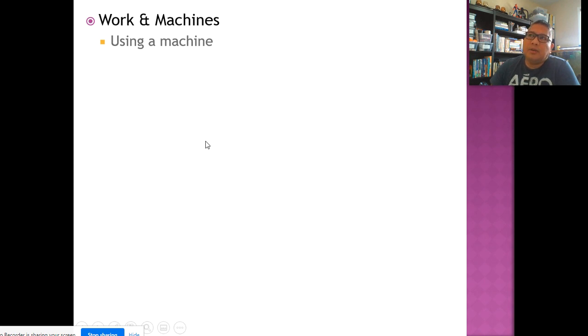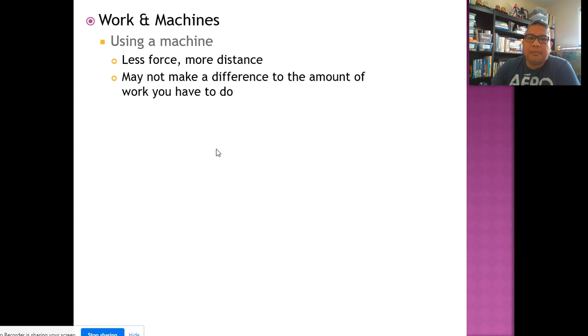Next, work in machines. When you use machines, you obviously want to use them because you want to apply a smaller amount of force, right? So less force, but the thing is, you need to cover more distance. So it may not make a difference to the amount of work you have to do. Same amount of work, but in this case, you're using less force but more distance. If you don't use machines, you will be using more force, but less distance. I'm going to show you an example.